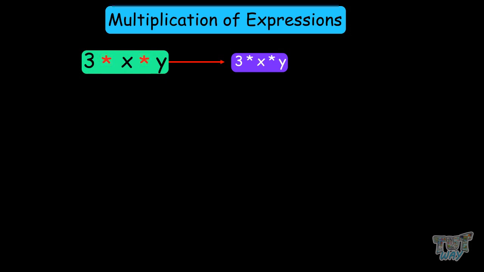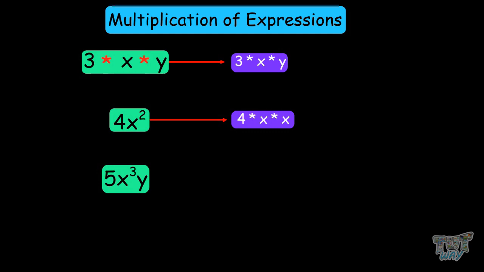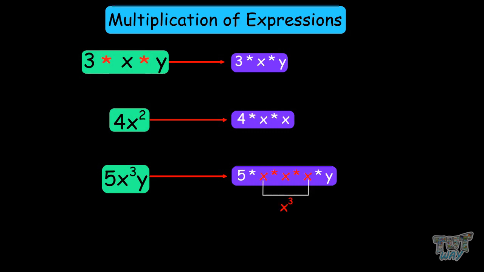Now what about 4x squared? This means 4 times x squared, or 4 times x, because x is squared. Now what about 5x to the power of 3y? This is 5 times x times x times x times y. So this is x to the power of 3 times y times 5.